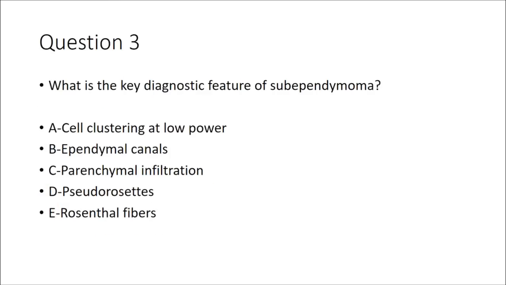Question number three: what is the key diagnostic feature of subependymoma? A is cell clustering at low power, B is the presence of ependymal canals, C is parenchymal infiltration, D is pseudorosettes, or E is Rosenthal fibers.